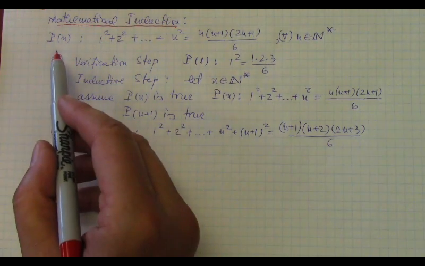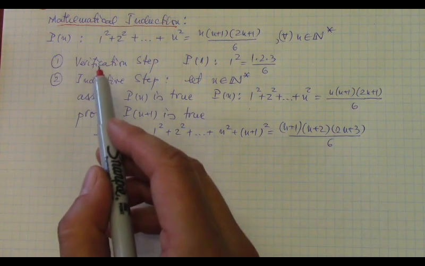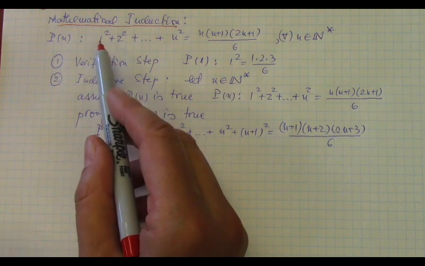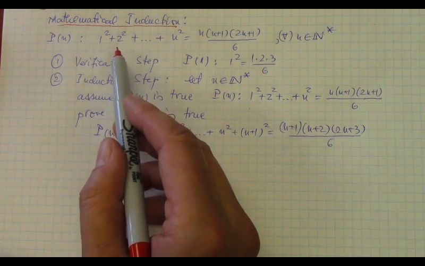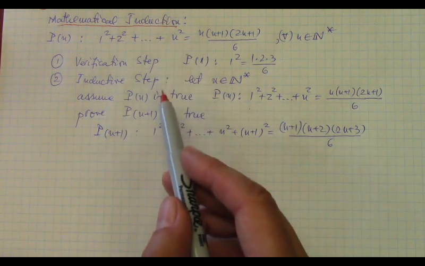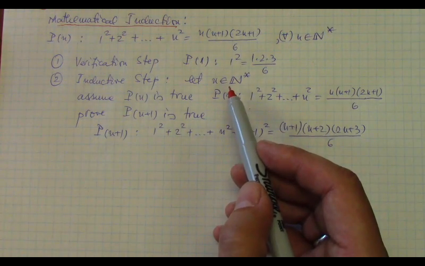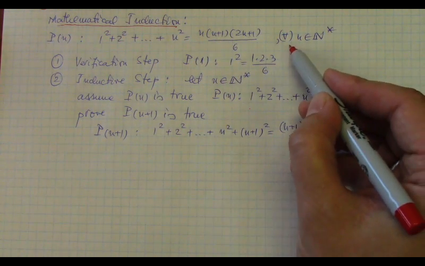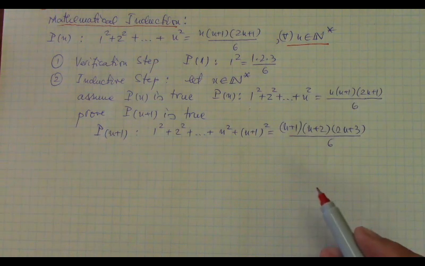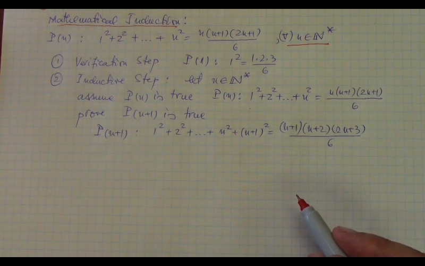is to prove that the following statement, P of n, which is 1 to the power of 2 plus 2 to the power of 2 plus all the way up to n to the power of 2 is equal to n times n plus 1 times 2n plus 1 over 6, and this is true for any n that is a natural number greater than or equal to 1.